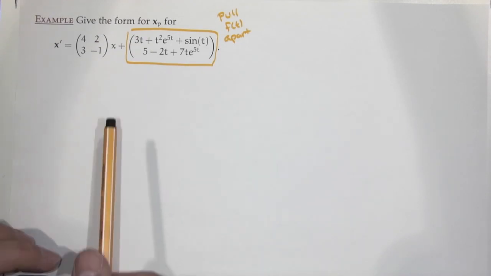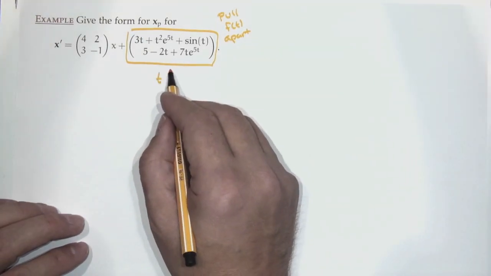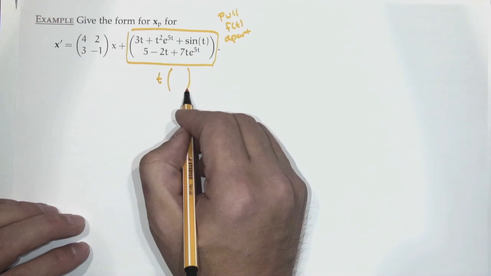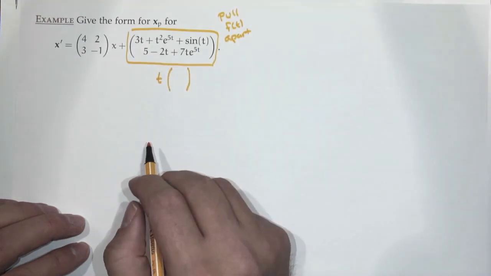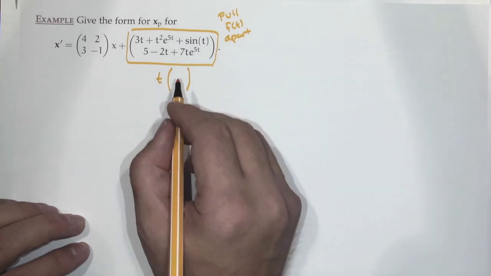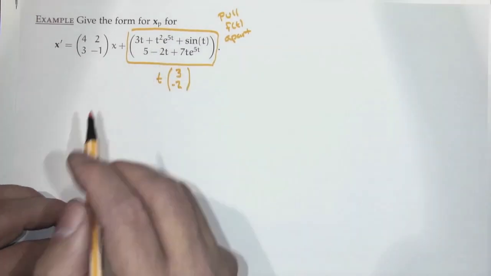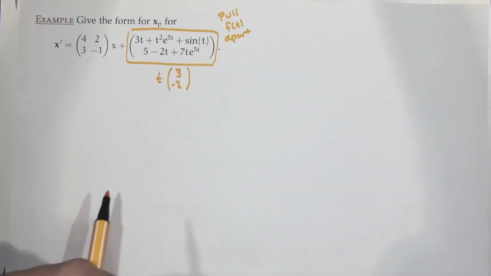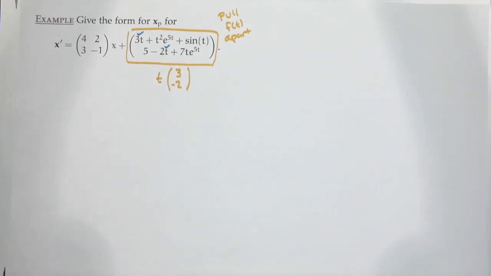Okay, so we see a t, right? I say, okay, so there's a t. What does that mean? What's the part of the vector that corresponds with just the t pieces? 3 minus 2. Okay, so that says we'll just keep track. We've accounted for the 3t and the minus 2t. What else do we have?